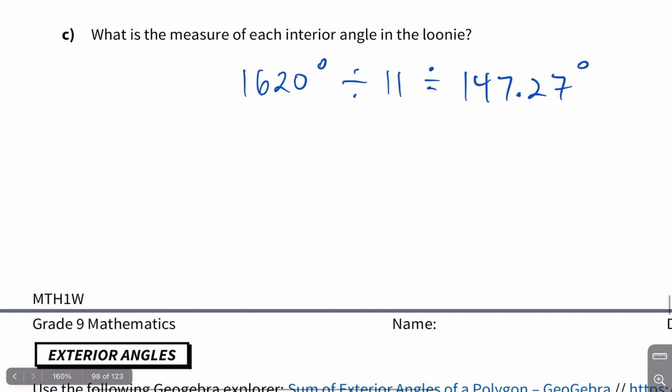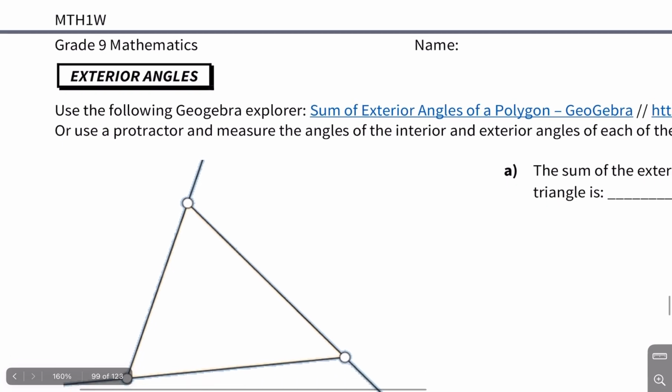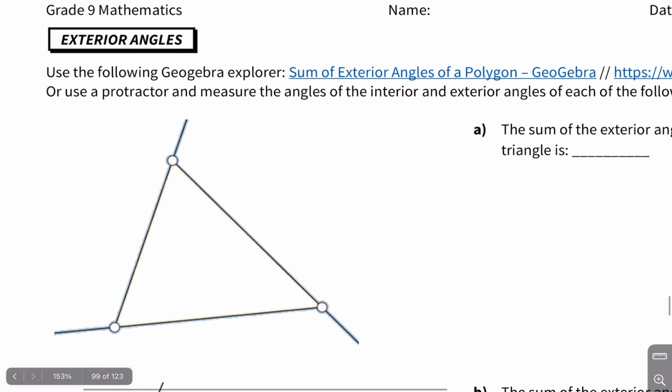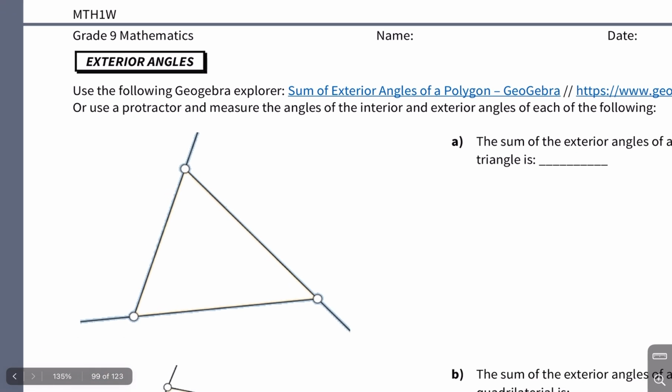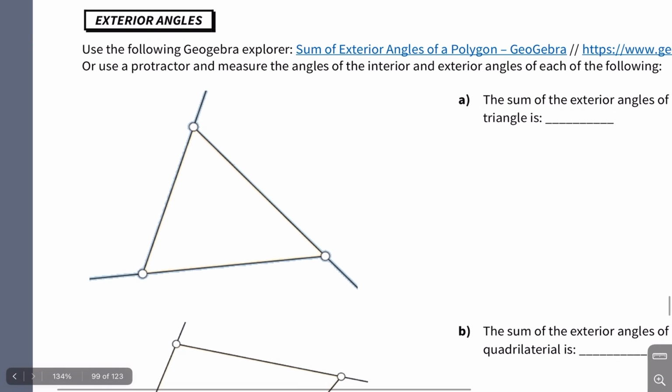So that's the first part of our lesson, interior angles. We've covered that. Let's look at something called exterior angles, right? Exterior angles. Now, if you take a triangle like this one you have here, I'm just going to draw this triangle, highlight this triangle, here it is.